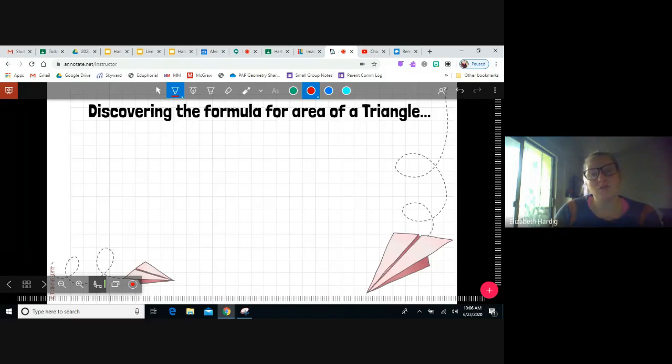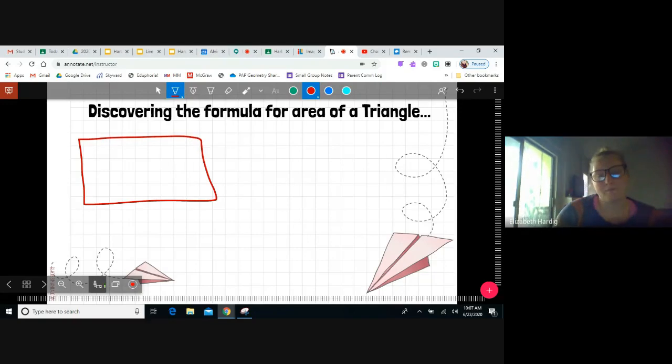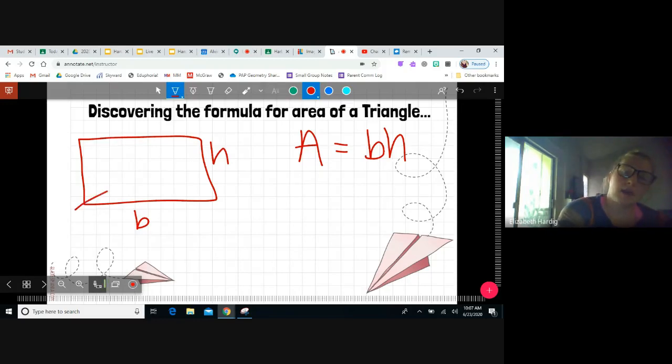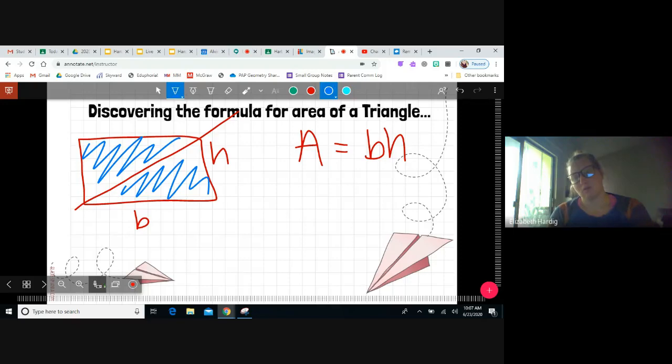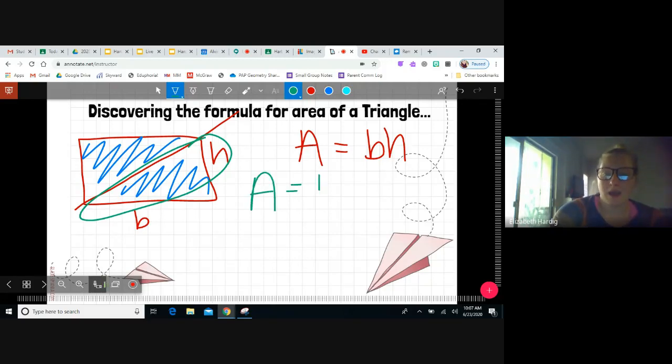Now we want to discover the formula for an area of a triangle. So I'm going to start by drawing a rectangle. Now I can find the area of that entire rectangle by multiplying the length of the base times the height. But if I make a diagonal cut across the rectangle, I now have 2 congruent triangles. So if I only wanted to find the area of one of the triangles, I would have to take 1/2 the area of the rectangle, which was base times height.